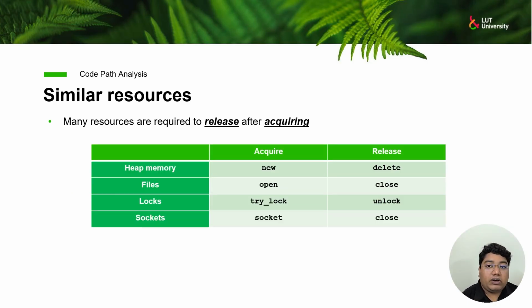Memory isn't the only resource that behaves this way. Think about opening a file. You have to close it. Think about locking a mutex. You have to unlock it. Think about opening a network socket. You have to close that as well. The pattern keeps repeating. So first we acquire a resource, later we must release it.